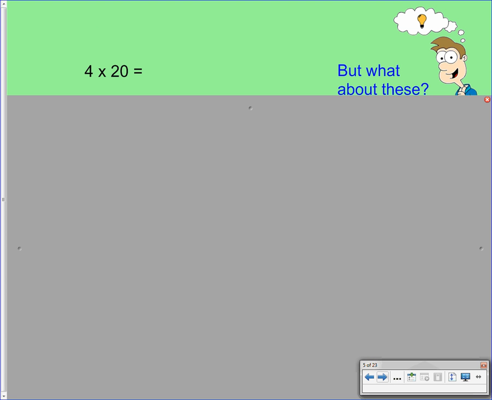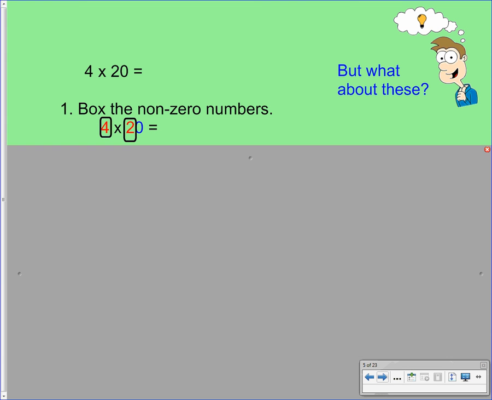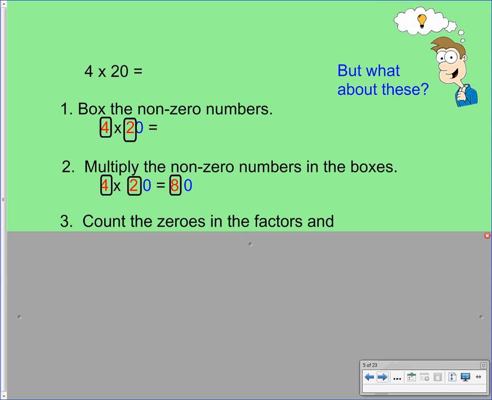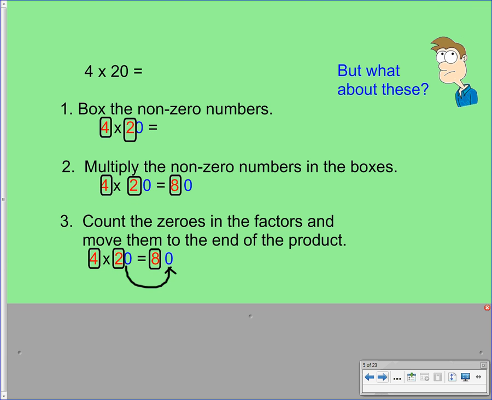But what about these? For example, let's look at 4 times 20. The first thing I'm going to do is look at the 4 and the 2. I'm going to box those two in. Those are my non-zero numbers. Next, I'm going to multiply 4 times 2, and I get 8. Finally, I count all my zeros, there's just 1, and I add it to the end. So 4 times 20 equals 80.